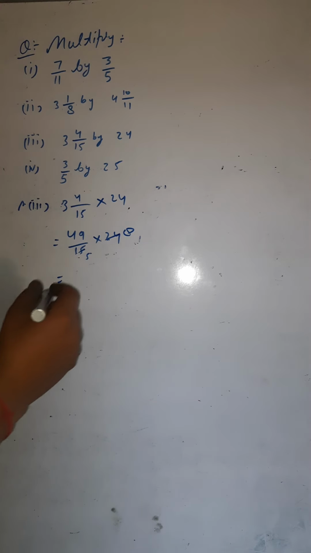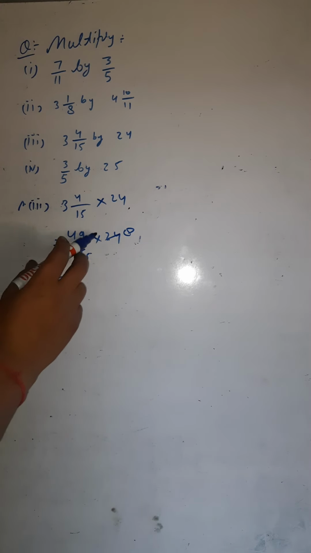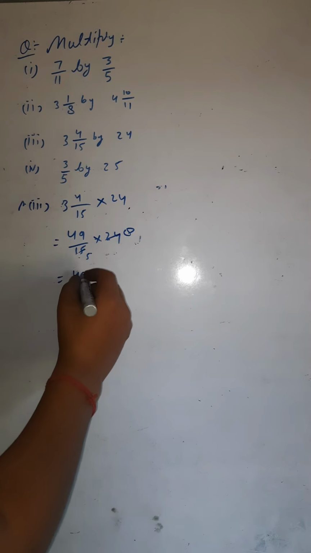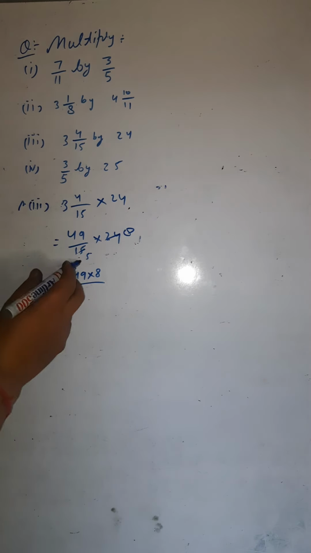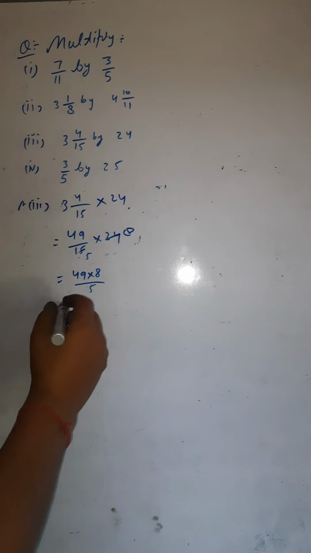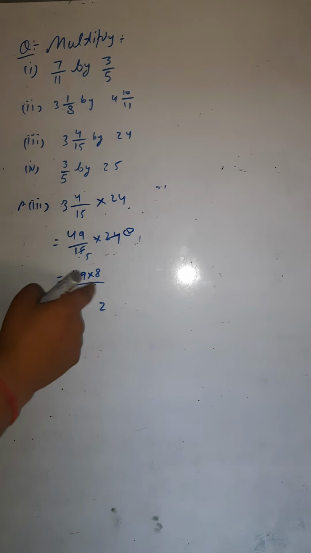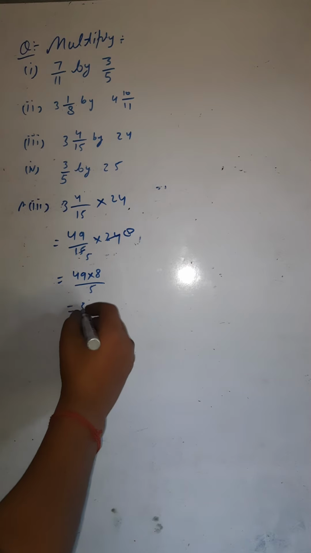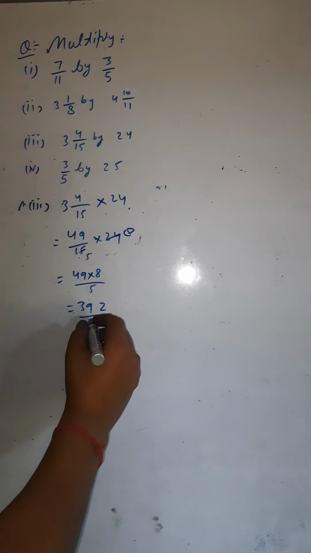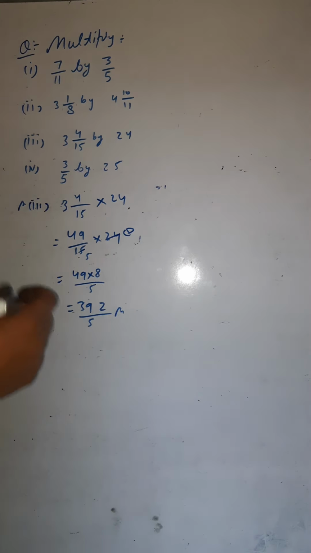Okay. So now the answer would be 49 multiply 8 divided by how much? 5. So answer would be how much? 49 multiply 8. 8 9 ja 72. 2 carry 7. 8 4 ja 32. 32 plus 7 is 39. So answer would be 392 by 5. Are you getting this? Similarly, you have to do the fourth question also.